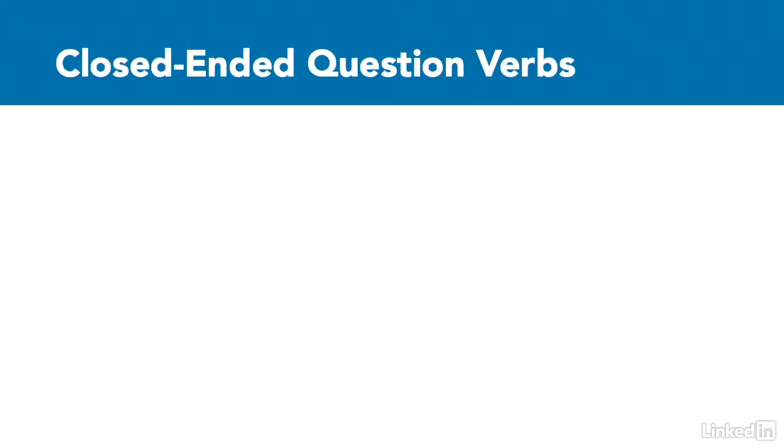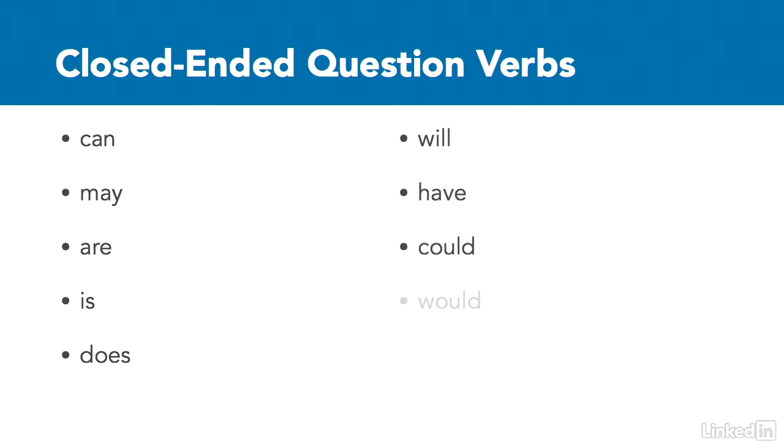One of the key components to asking closed-ended questions is to start the question with a verb. Verb examples include such words as can, may, are, is, does, will, have, could, would, and should. By using these verbs, they help us to signal to the customer that we need specific pieces of information, and we're trying to narrow down the information that we need as well.